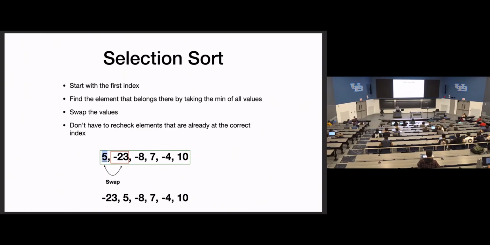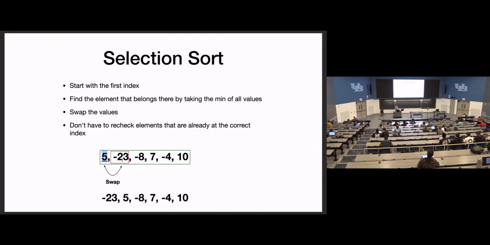So we're going to take 5, compare it to negative 23, and say between 5 and negative 23, which one comes first? That's a question we're going to ask our comparator. We don't care what the comparator does. We don't know what it does. We're just going to ask the comparator, hey, which one of these comes first? If it returns true, we know 5 comes first. If it returns false, we know either it's a tie or negative 23 comes first.